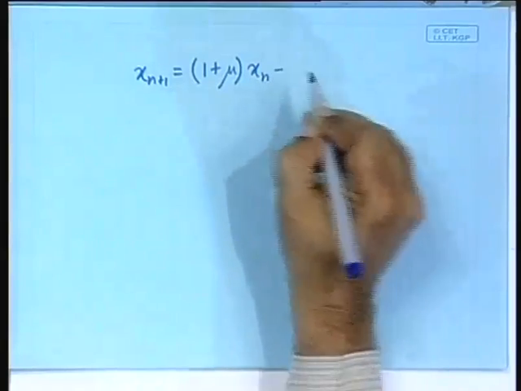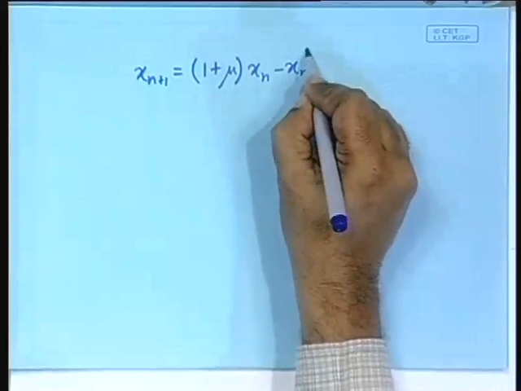There is another type, let us try to understand that. That will not be clear from the same map. So, I will introduce a different map. Any question? Here it is x n plus 1 is equal to 1 plus mu x n minus x n cube.